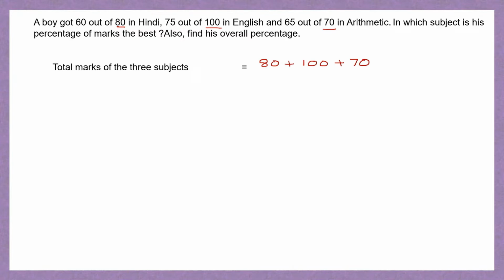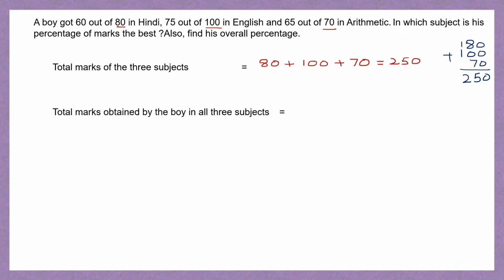Let's add this up. 80 plus 100 plus 70. Add it up. 0. 8 plus 7 is 15. I carry 1. 1 plus 1 is 2. So total marks of the 3 subjects is 250.